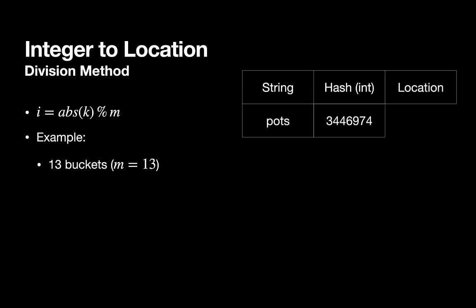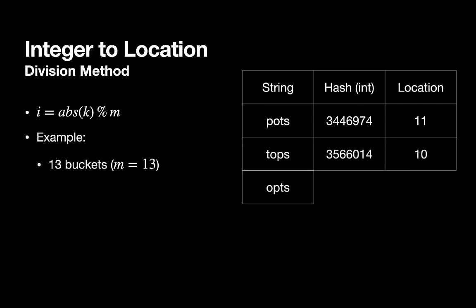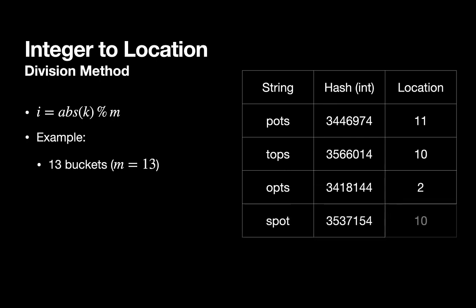Okay, so again, we'll plug in our hash value, we'll do the mod with 13, and our remainder for pots is 11, so it goes in bucket 11. Tops is bucket 10. Oh, no collision, excellent. Ops is 2, again, no collision. And spot is 10. So we did still have a collision, but notice that at least we didn't have 3 collisions.